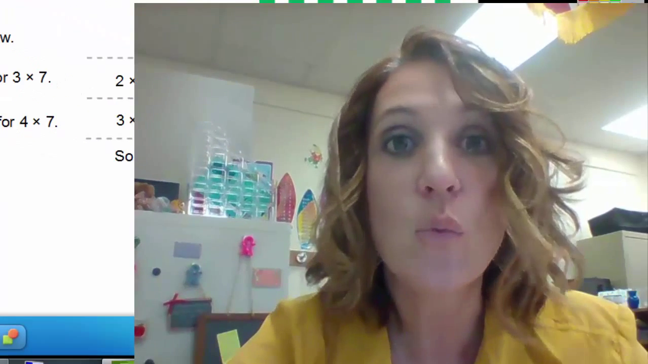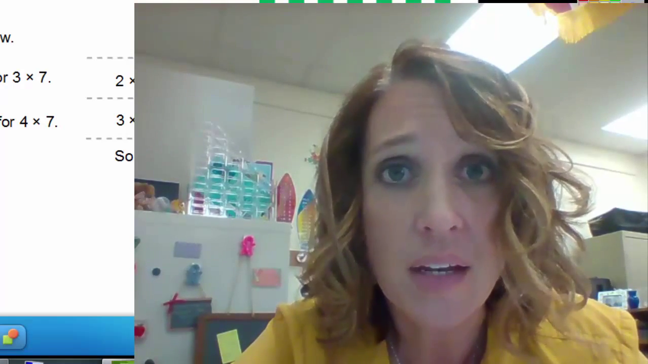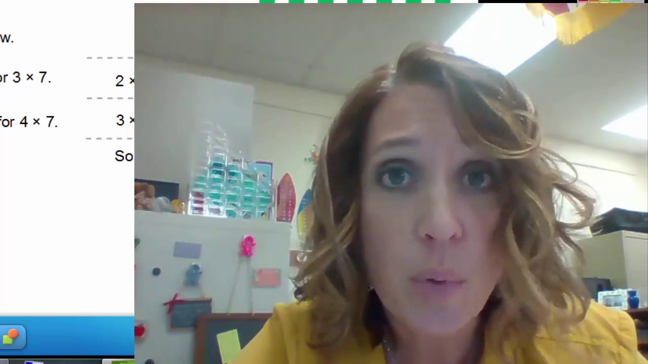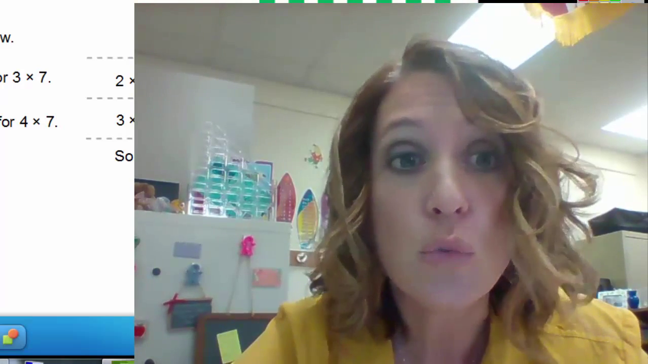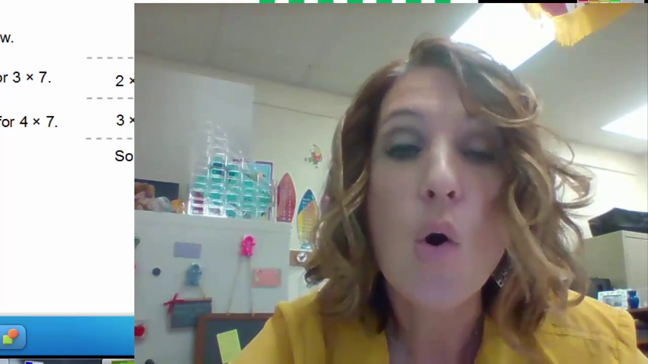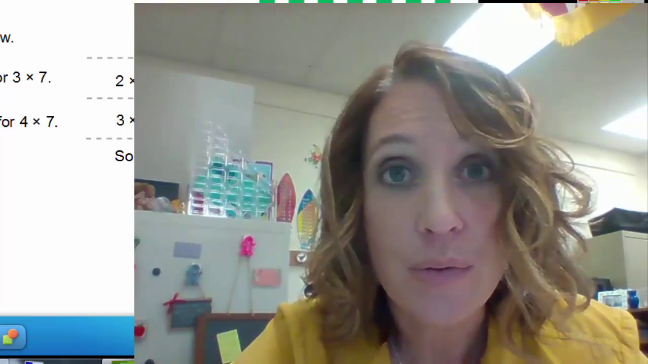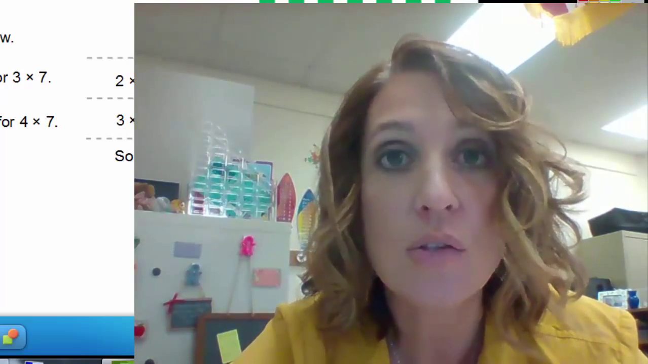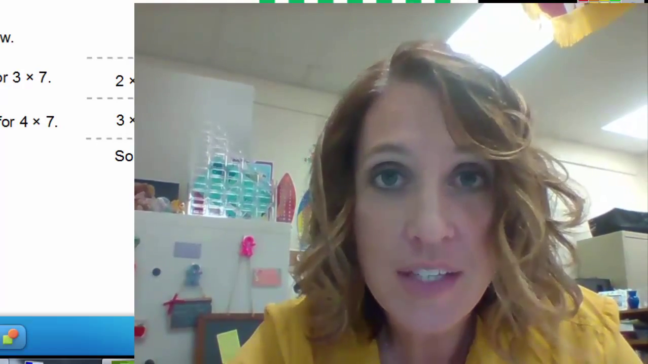Rock on. Guys, we just learned 3 ways that you can multiply using 7. You can use commutative property and switch the order around. You can use the distributive property and break it into 2 smaller arrays. Or you can do this last strategy, use a fact that you know, and then add on until you get to the correct product.